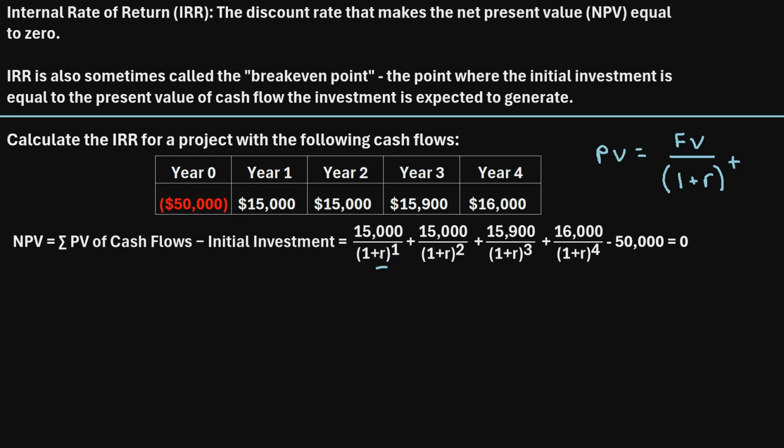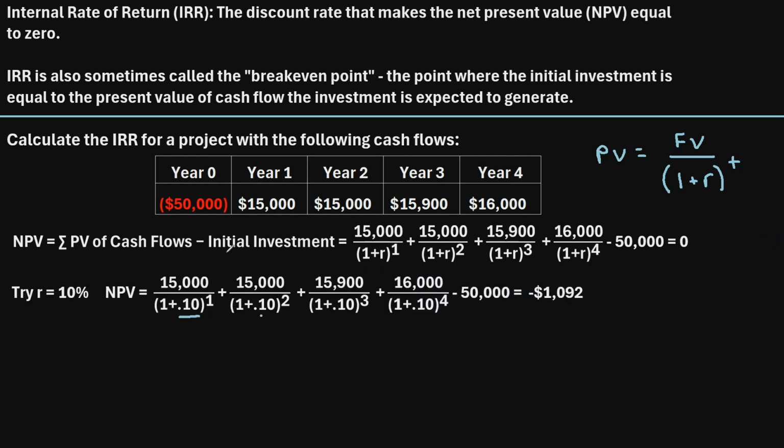So let's say that we try to plug in a value of 10% for r, or in other words, r is equal to 0.10. If we plug that in for this formula, here's what we get. If we perform this calculation, if we punch that into a calculator, we end up with negative $1,092. So remember, we're looking for the value of r that makes this net present value equal to zero. So we can see when we chose a value of 10%, or 0.10 as a decimal, the net present value was a negative number. So what that means is that the true IRR, or the value for r that we're going to plug in, must be less than 10%.